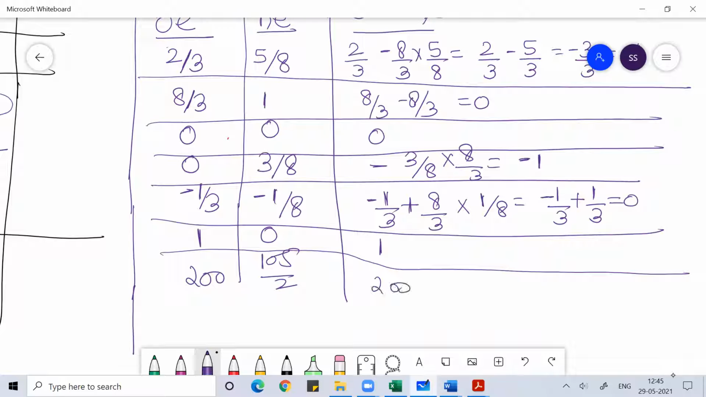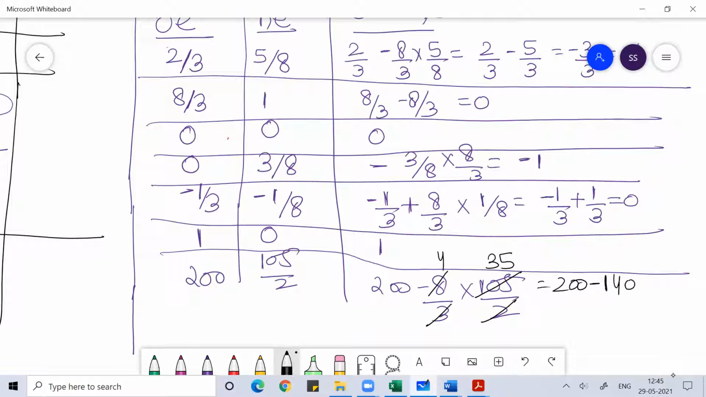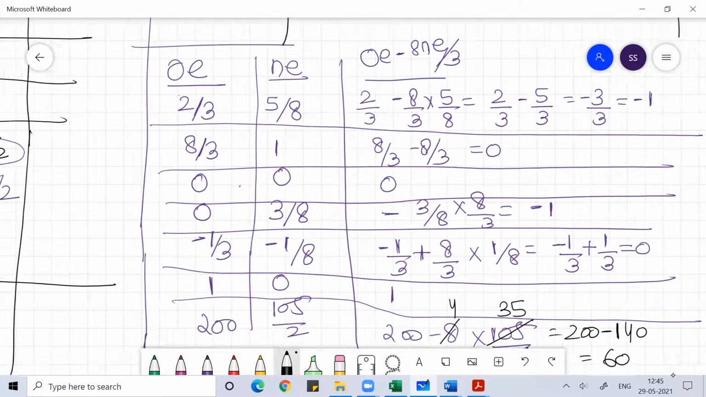This is 200 minus 8 by 3 into 105 by 2. So if you solve this, this is 35. This is 4. So 200 minus 140, right? 35 4s are 140, right? So this would be 60. Put this value here.